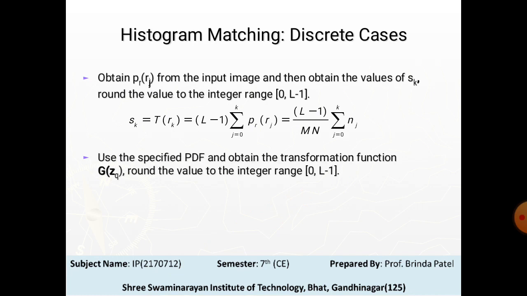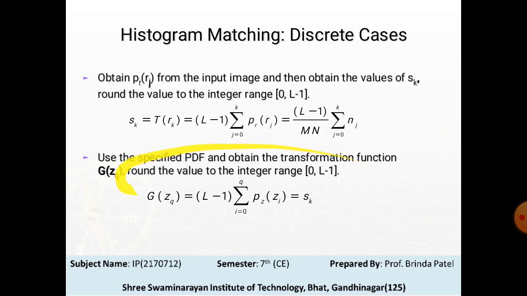Here, if we have to obtain PR(rj) from the input image and then obtain the values of sk, we round the values to the integer range 0 to L minus 1. So in that case, sk equals T(rk) into L minus 1, which is (L minus 1) summed over j equal to 0 to k of PR(rj), equal to (L minus 1) upon MN summed over j equal to 0 to k of nj.